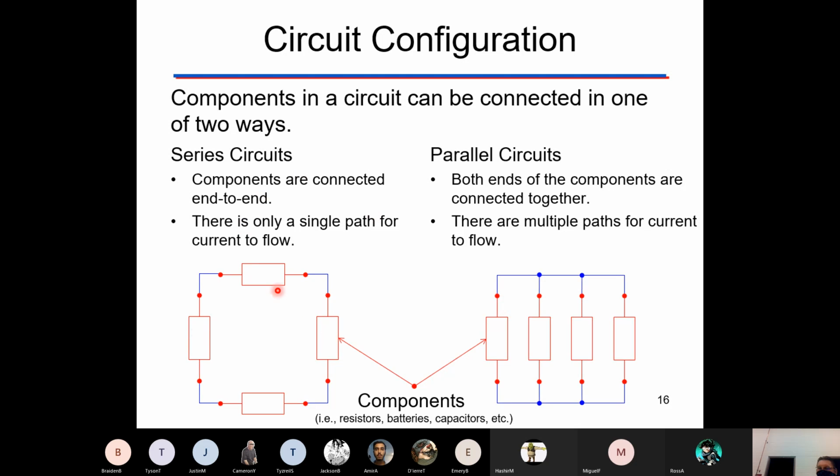Series, they're all connected in a circle, component end to end. In parallel, components are connected together, multiple ends connected to multiple ends.